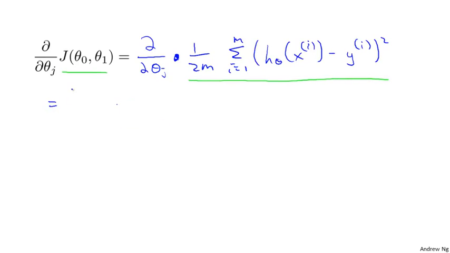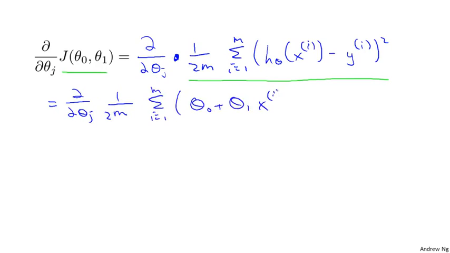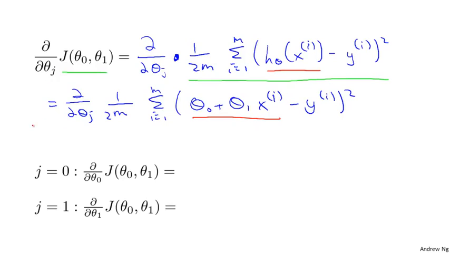And simplifying a little bit more, this turns out to be equal to this: sum from i equals 1 through m of (theta 0 plus theta 1 x^(i) minus y^(i)) squared. All I did there was take the definition for my hypothesis and plug it in. And we need to figure out this partial derivative for two cases, for j equals 0 and for j equals 1. So we want to figure out the partial derivative for both the theta 0 case and the theta 1 case.